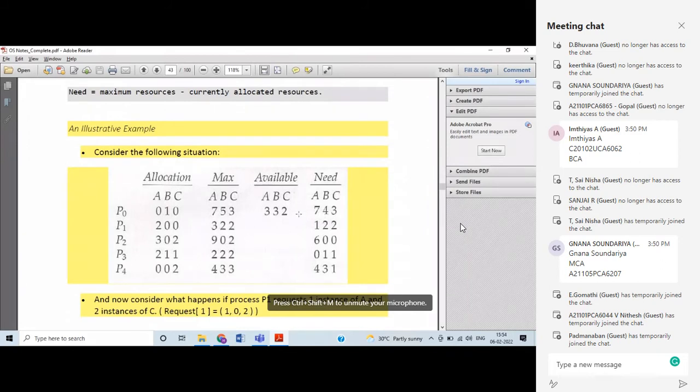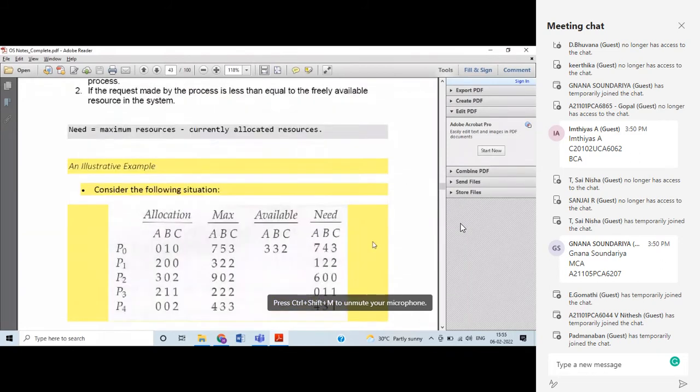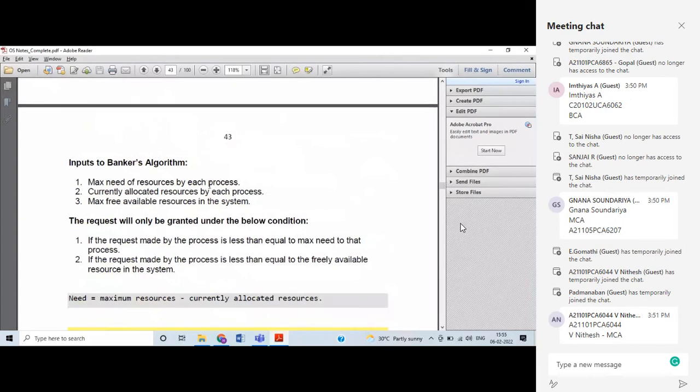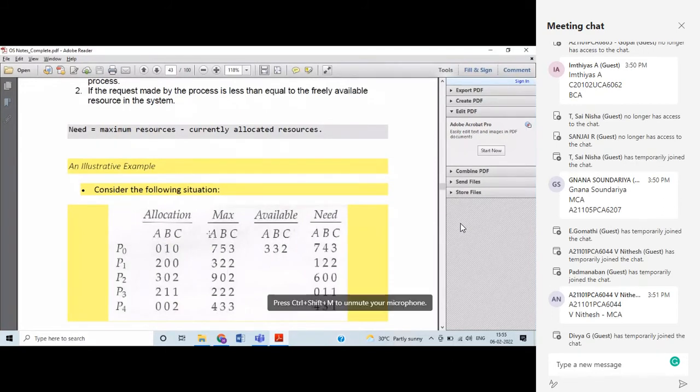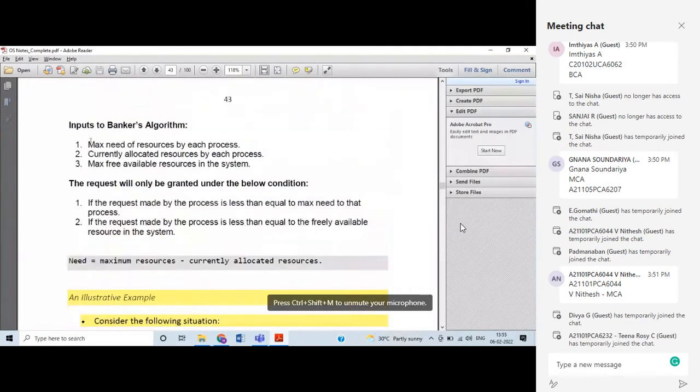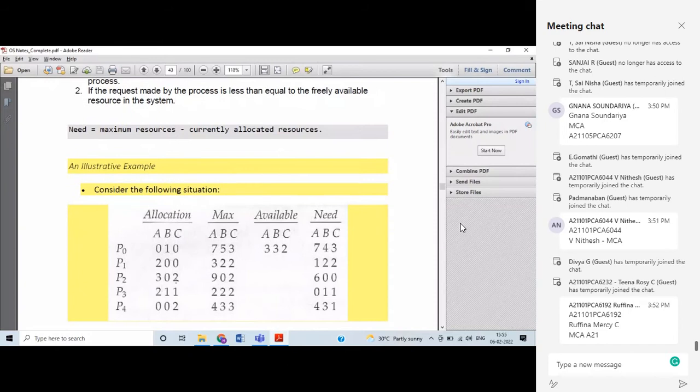So what are all the inputs for the Banker's algorithm? Here is the maximum need of the resources by each process. We have three resources called A, B and C, and these are the processes P0, P1, P2, P3 and P4. So these are the inputs: the maximum need of the resources, and the currently allocated resources by each process.